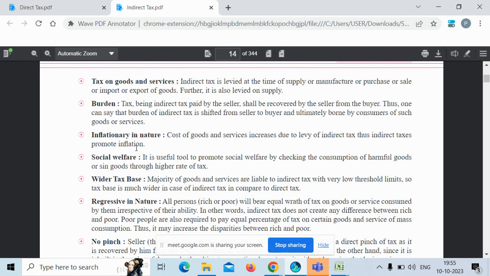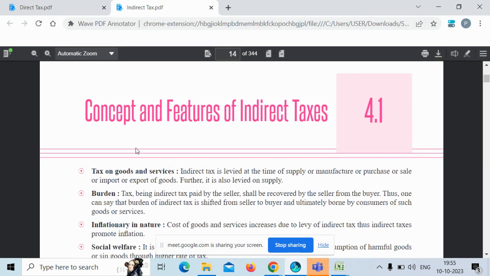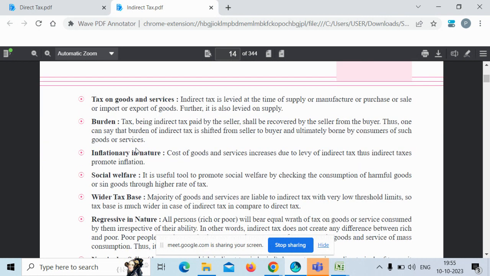Now, next, features of indirect taxation, concept and features of indirect taxation. Very, very important answer. Tax on goods and services. Indirect tax is levied at the time of supply or manufacture or purchase or sale or import or export of goods.